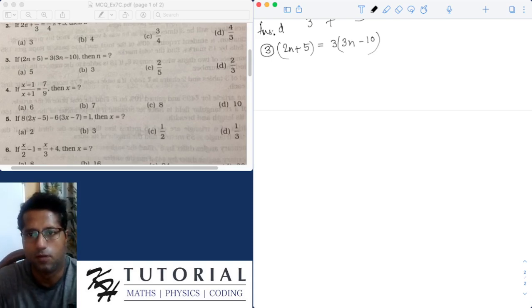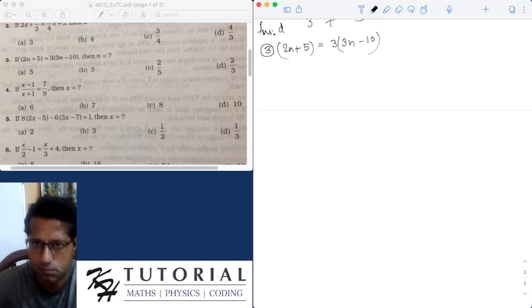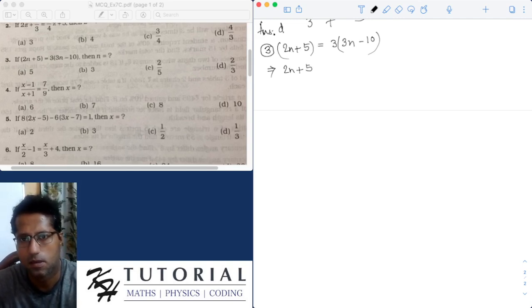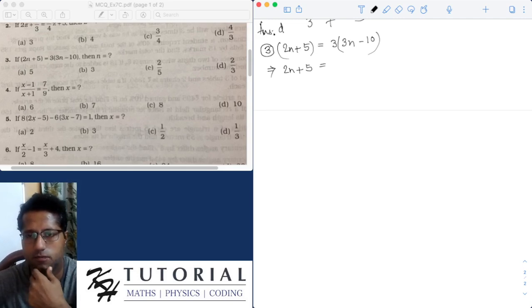Now this is a pretty simple equation. We will just have to open the brackets. So 2n plus 5 we simply keep without any changes. On the right hand side, we have to open the brackets and do the products with the 3. So that becomes 9n minus 30.